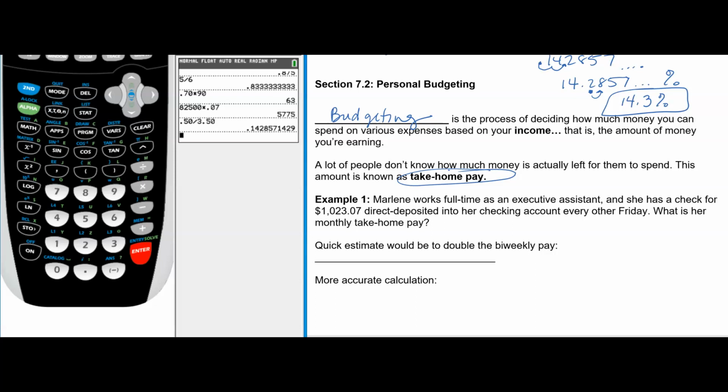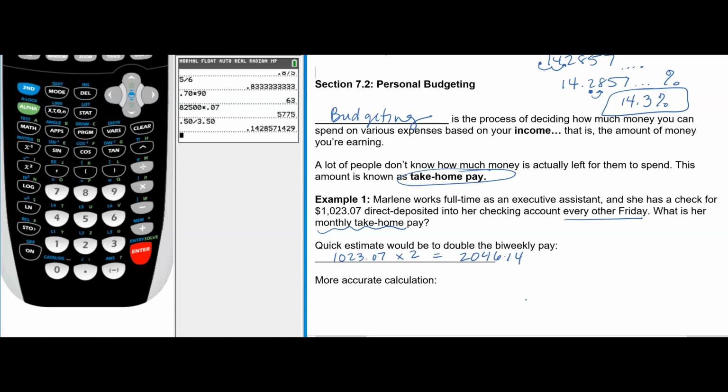So it says Marlene works full-time as an executive assistant, and she has a check for $1,023.07 direct deposited every other Friday. Okay, what is her monthly take-home pay? So one quick way to estimate this would just be to say, okay, well, she gets this $1,023.07 every other Friday. You could just double that and say, well, there's usually 4 Fridays in a month. This varies depending on the month, but usually, you could just take that number, 1,023.07, and you could just double it. That would be a really quick estimate. So if you're just estimating, that would be a really good way to do it.